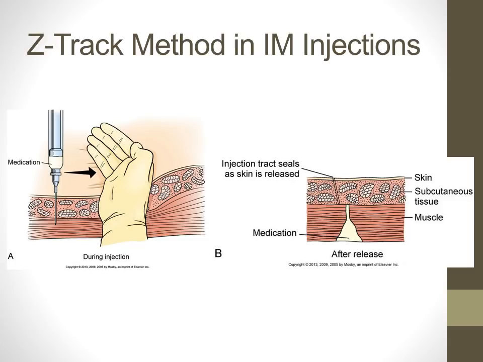One thing I want to include about IM injections is follow your facility's policy and procedure when it comes to aspiration. Old school methods said to aspirate with your intramuscular injections to make sure that you're not in a blood vessel. But evidence-based practice has shown that it's not really an accurate indicator of whether or not you're in the muscle.